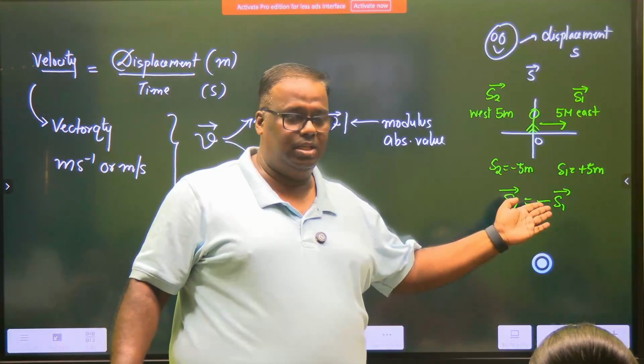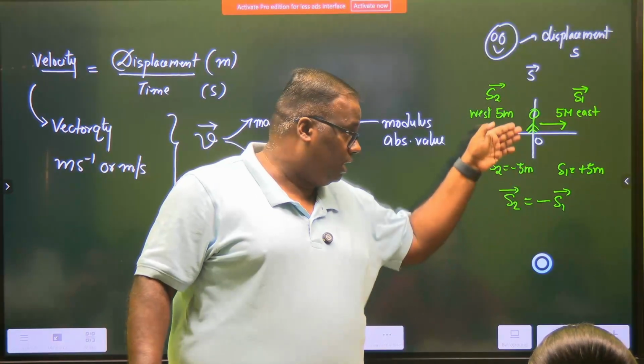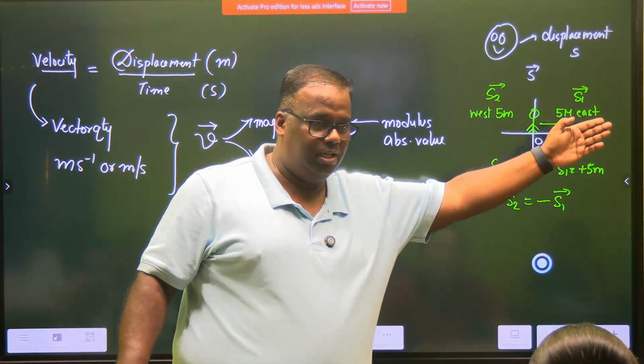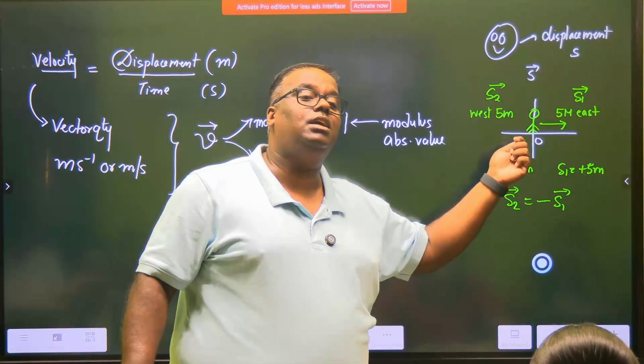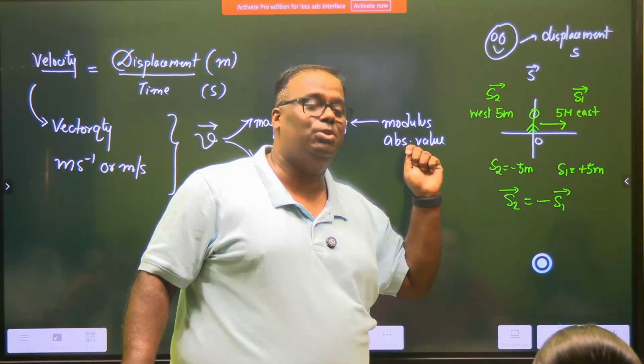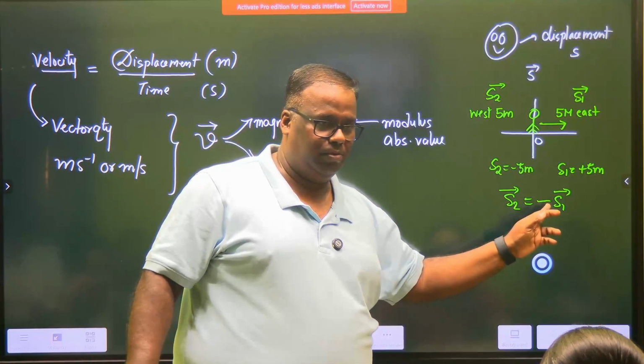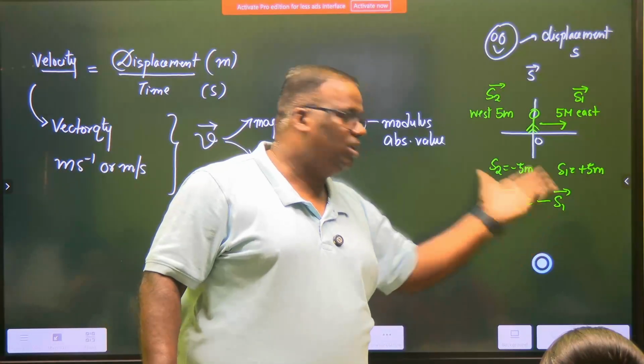This vector is negative. It means if you think that this is an arrow going on this side, this is an arrow going with exactly the same displacement on the other side. So this is negative. Have you understood? Now what is the difference between them?